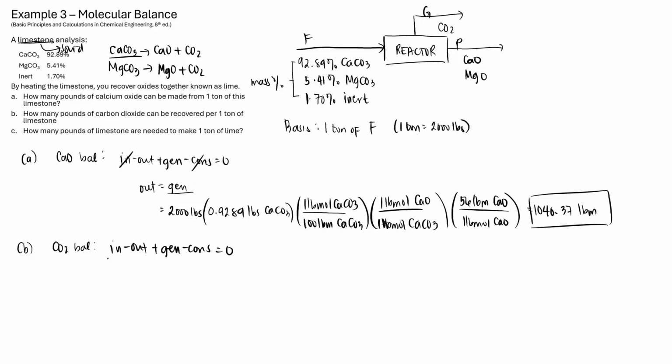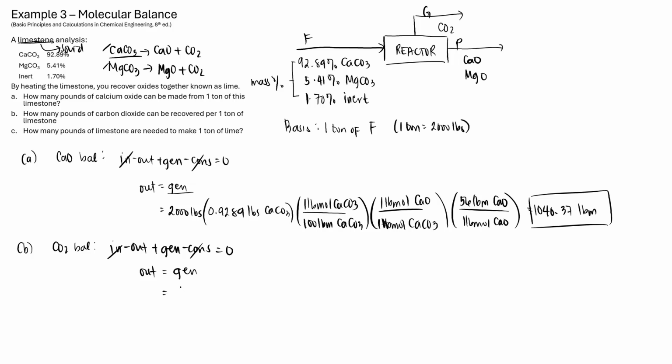It's not going in, and it is not consumed. So again, it's out plus generated. Now, out equals generated. Now, where will the CO2 be generated from? The CaCO3 and the MgCO3. So we need to take those into account. Okay?